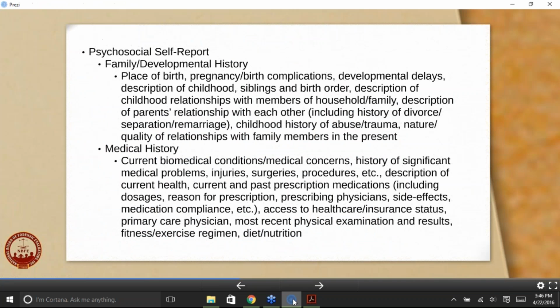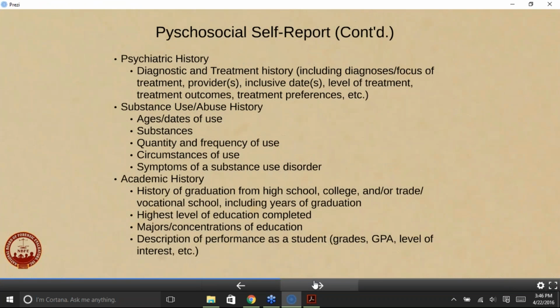So what we're going to do here is we are going to start with their treatment history. Have they ever been diagnosed with conditions, and were they ever treated? What was the focus of that treatment, and who provided the treatment, and during what period of time were they being treated? What was the level of treatment?